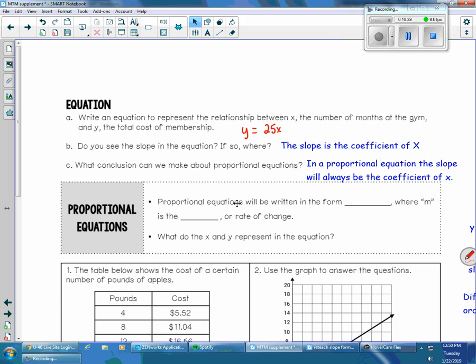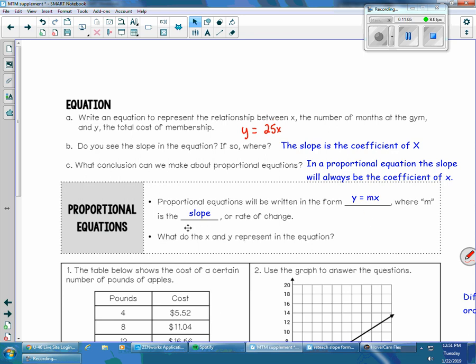Okay, so we have some more fill in the blank here. Proportional equations will be written in the form y equals mx, where m is the slope. Remember I told you the other day that m always represents slope in mathematics, the variable m, and I don't know why. So if anybody wants to do some extra research and see if they can figure out why we use m for slope, that would be great.